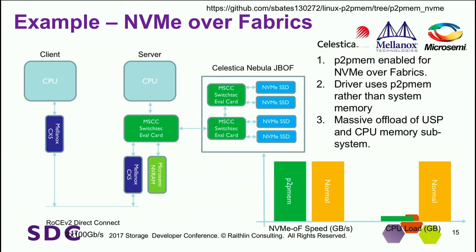Basically, we had a JBOF here. We had Mellanox CX5s. And what we did is we used the Microsemi NVRAM in this case as a p2pmem, and it became the buffer for all the I/O rather than this DRAM. We would run in one mode for a few minutes, then switch to the other mode, and we have counters here. We could show that in both modes the throughput was the same in terms of IOPS, but with orders of magnitude less load here.